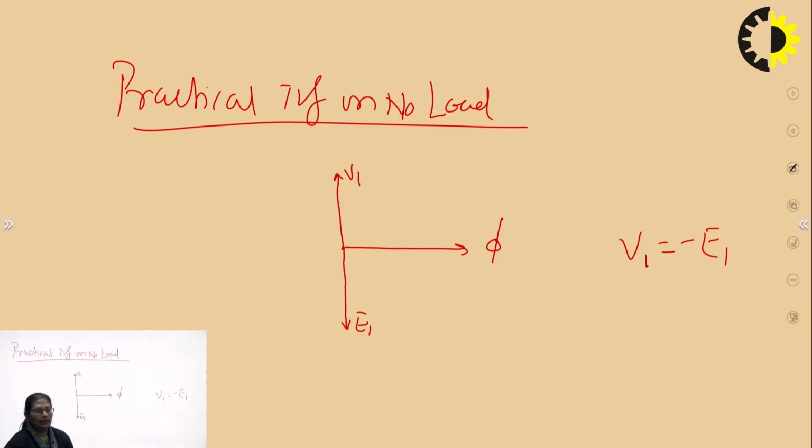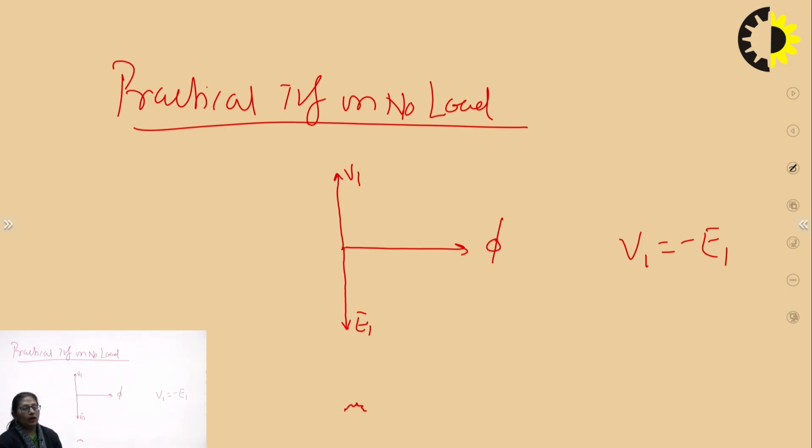Again, we are still not introducing the winding resistance right now. We will introduce it in the complete phasor diagram. Right now we are not introducing the winding resistance of the transformer or the drops occurring because of the winding resistance. So we are saying that V1 is still equal to minus E1 on the primary side.